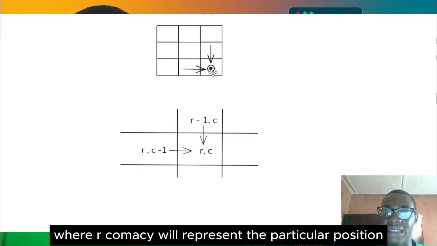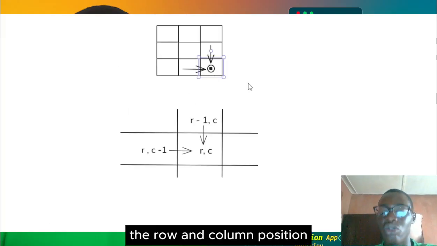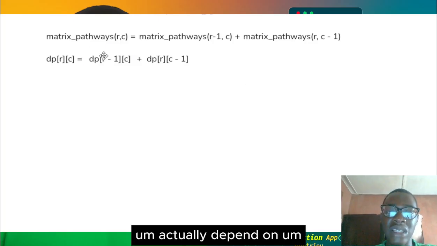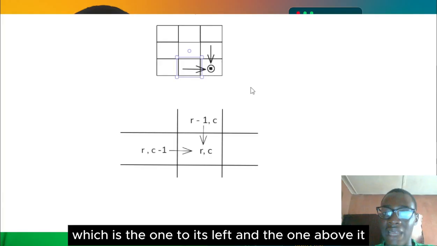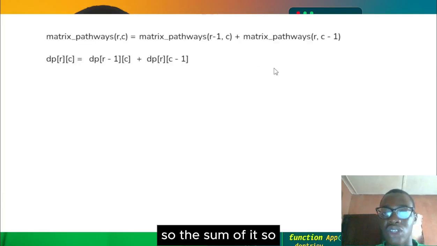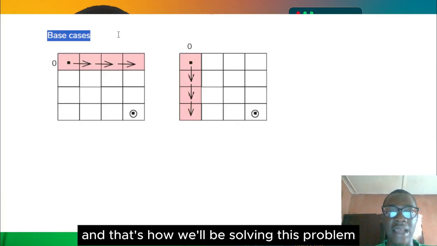DP of R comma C, where R comma C represents the particular position, the row and column position, actually depends on the ones before it, which is the one to its left and the one above it, so the sum of them. And that's how we'll be solving this problem.